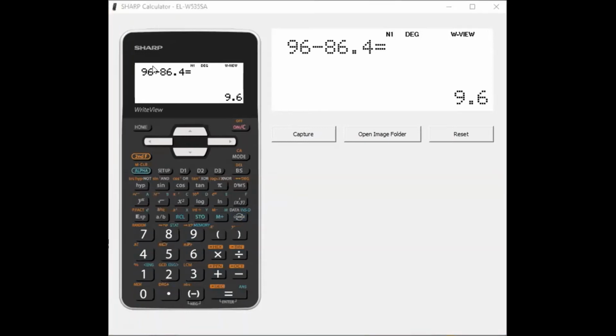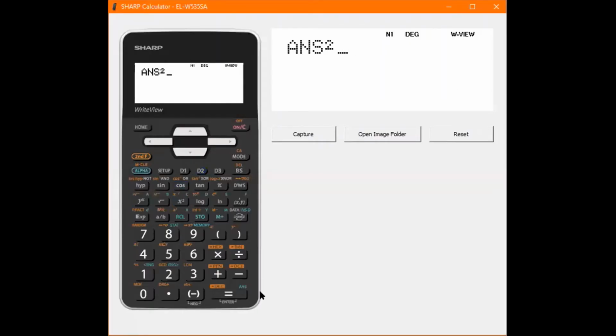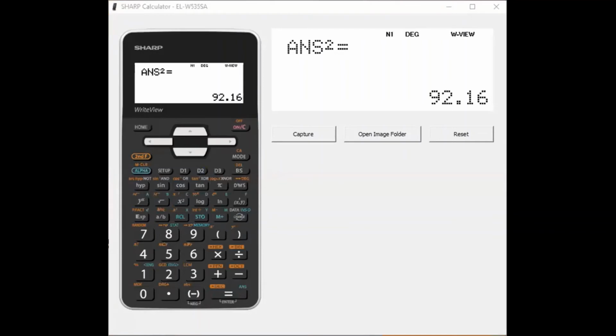So that one would be, let me just get a better color here. Sorry. Right, so this one would be 9.6. Okay, then if we square that deviation, I'm going to go back to the calculator here, and we're just going to square the answer, and that will give us 92.16.